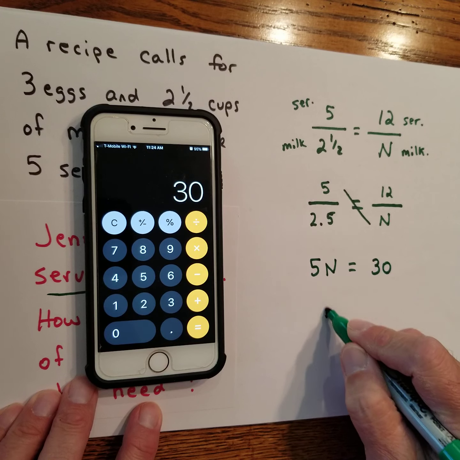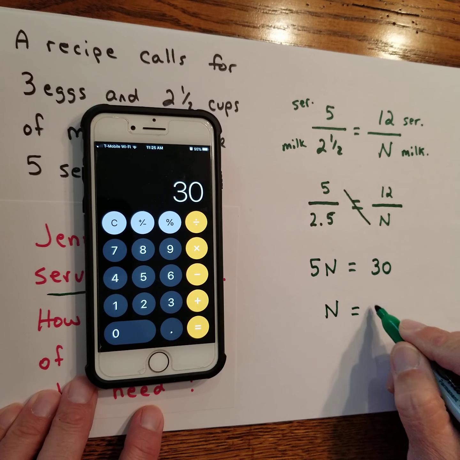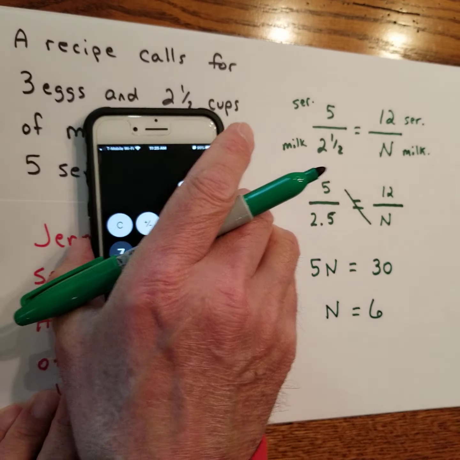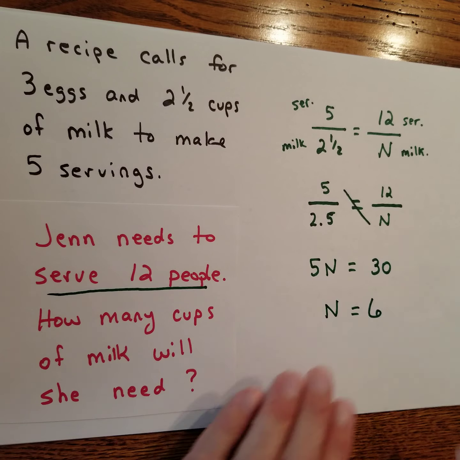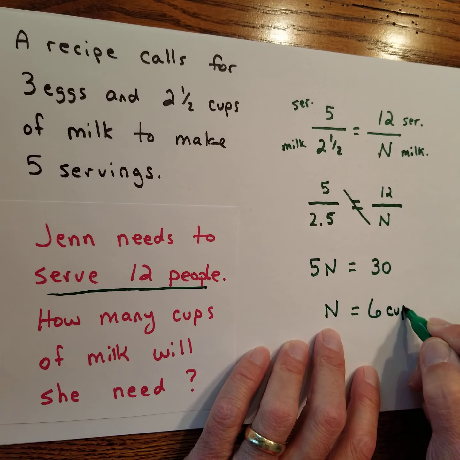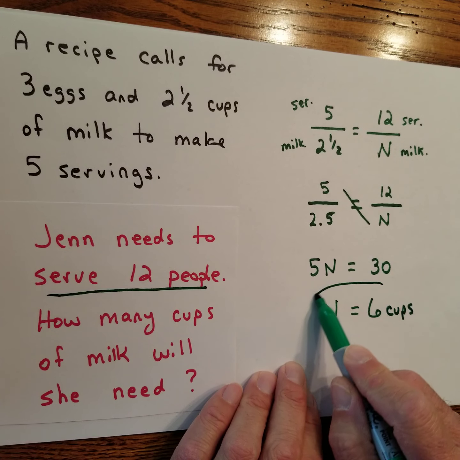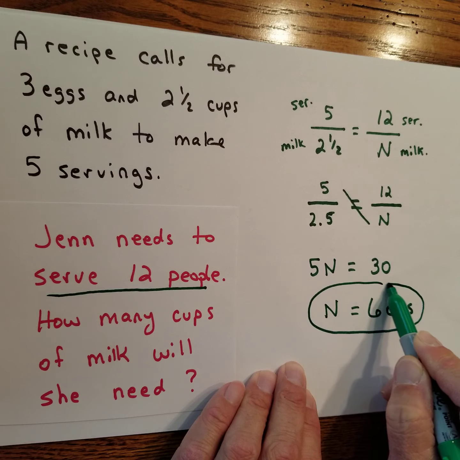And then divide. 30 divided by 5 is 6. Final step, label that answer. What was I looking for? How many cups of milk will she need? She'll need 6 cups of milk. Great.